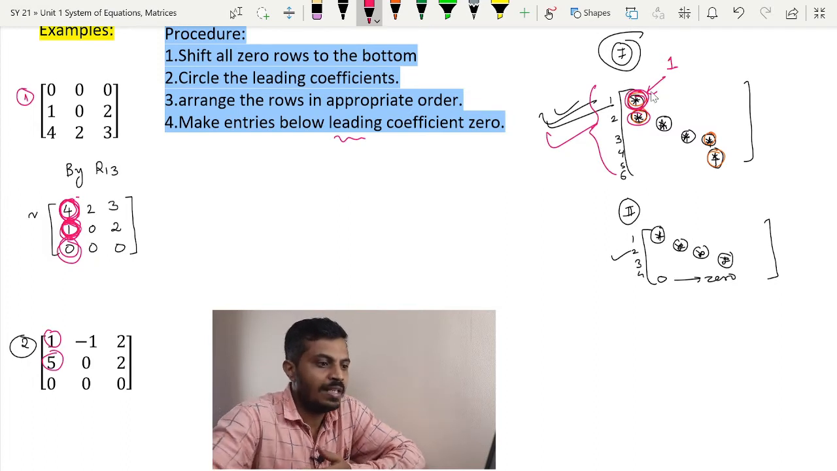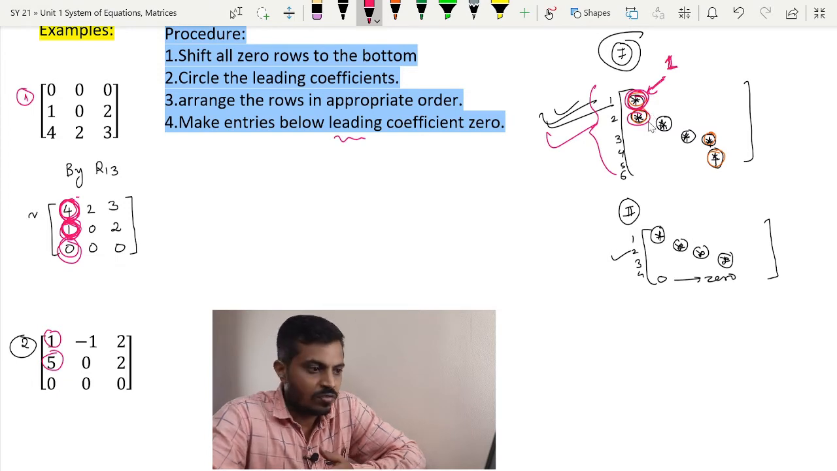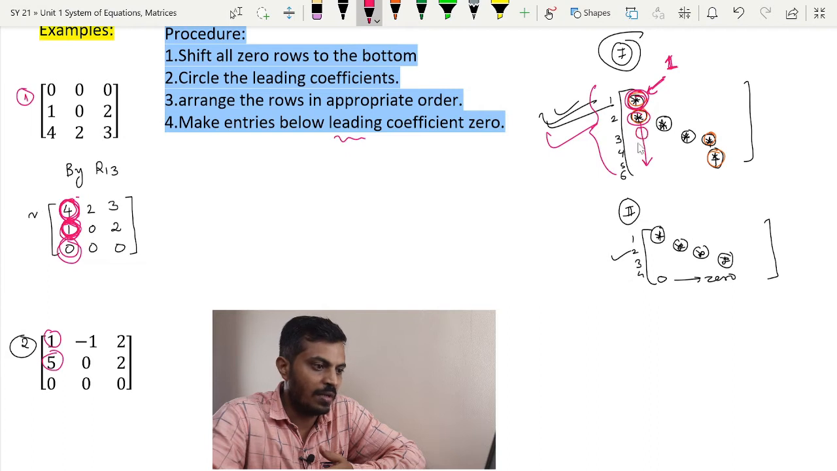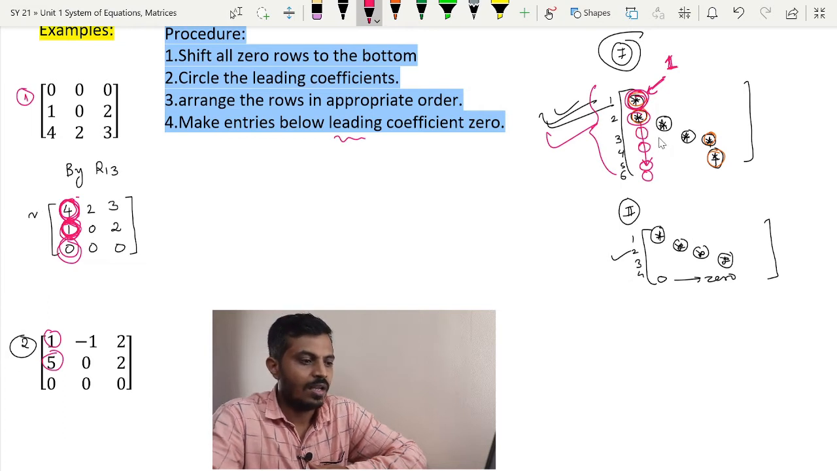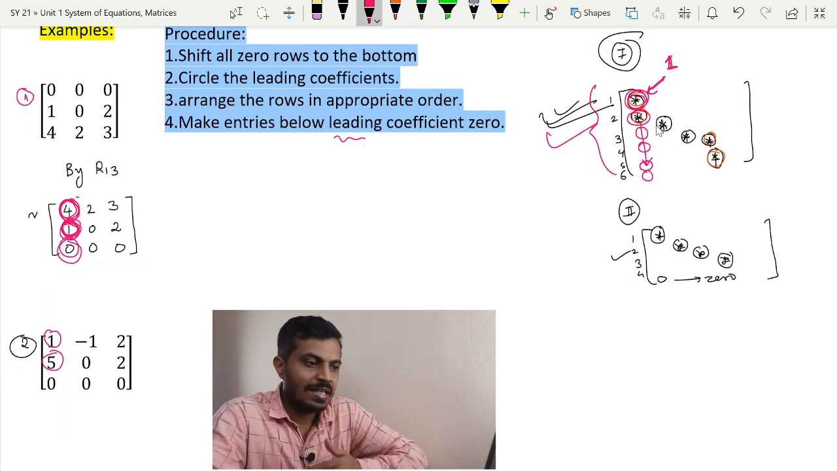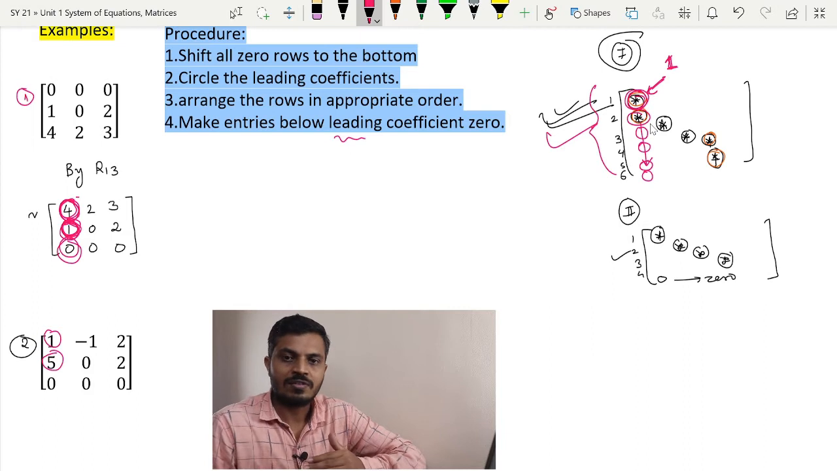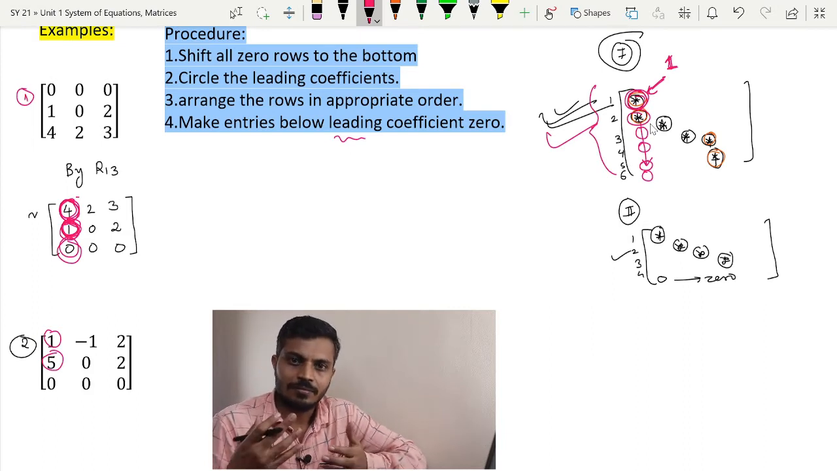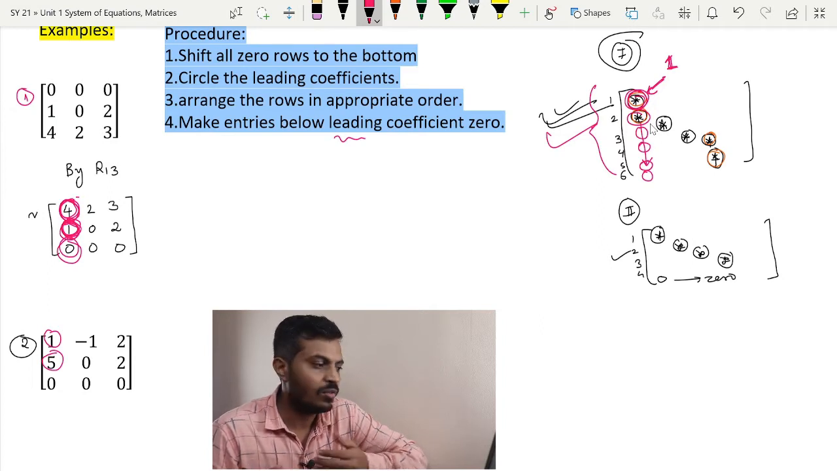If you make this entry 1, it will be easier for us to make all these entries 0. Everything below that leading coefficient we have to make 0. Once you make that 0, we will follow this process for each and every row. So, let us solve examples, then you will get the idea.